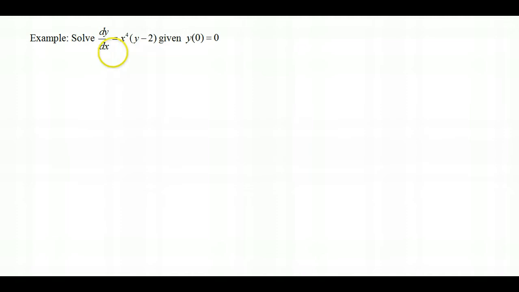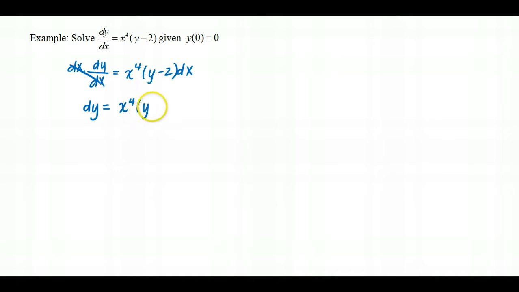Solve dy/dx equals x to the fourth times the quantity y minus 2, given y of 0 equals 0. So let's try to separate the variables. We have dy/dx equals x to the fourth times (y minus 2). Again, first step, multiply both sides by dx. The dx's cancel, and I end up with dy equals x to the fourth times (y minus 2) dx.